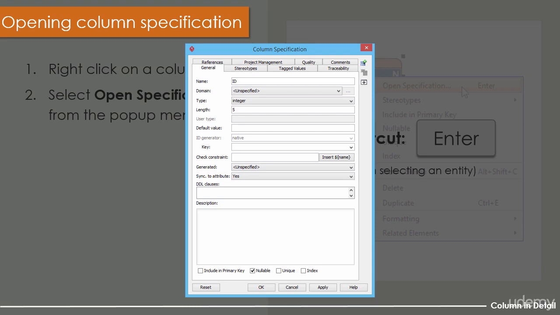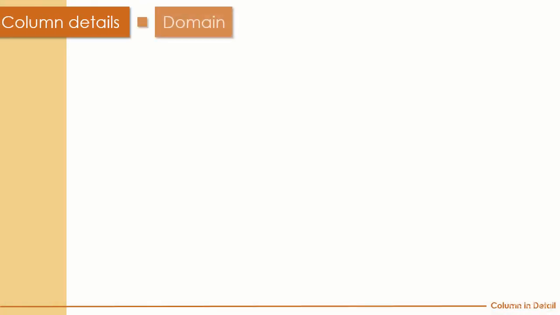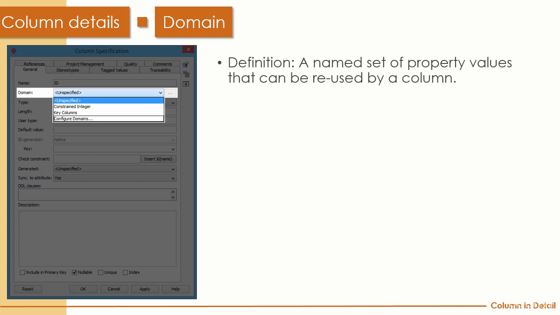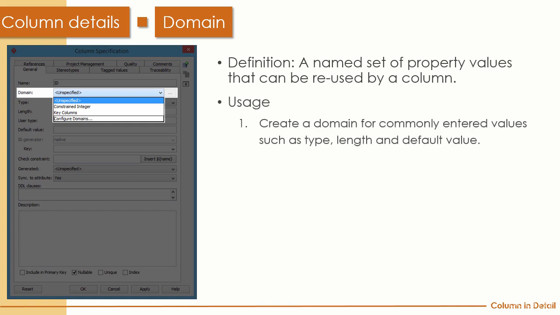Let's walk through the different fields you can set in the specification dialog box. The first one is the domain. This domain is the same as the domain we introduced in the table. It also contains a set of reusable values that you can reuse when you design your database. The usage is you create the domain and then you set the type, length, and default value, etc. Then you can reuse it on another column when you need it.